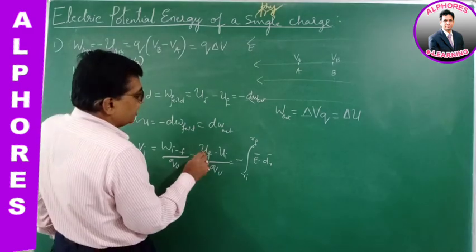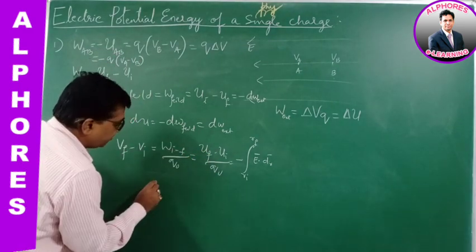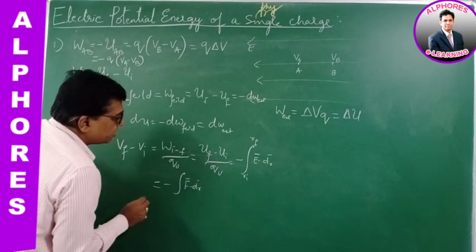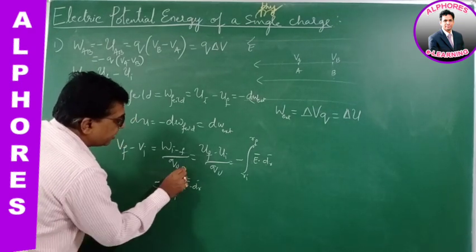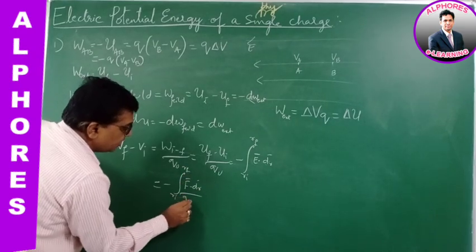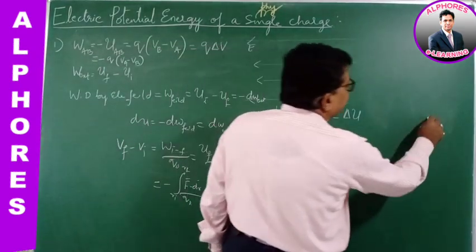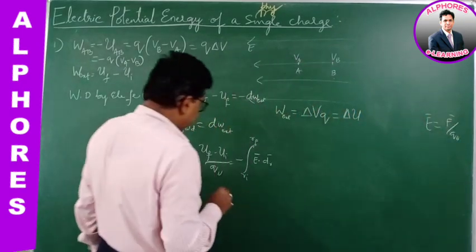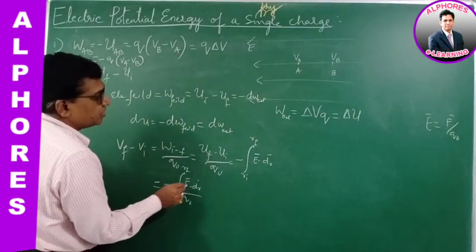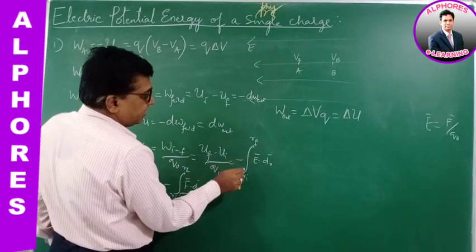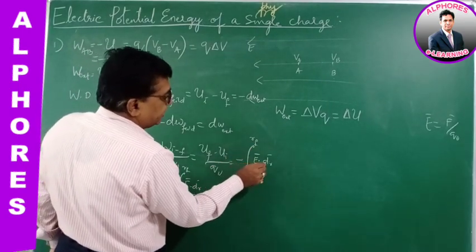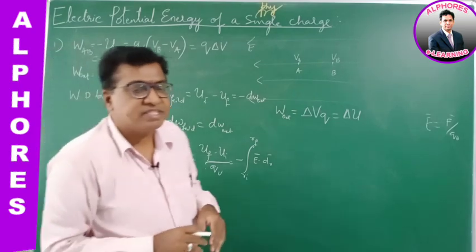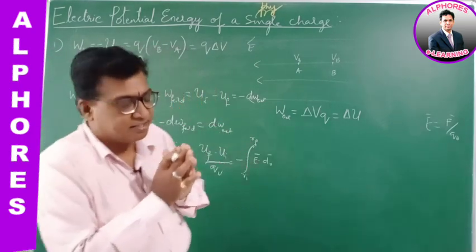Now we know work done is minus integral of F dot dr, from the initial point to the final point, by Q naught. According to the definition of electric field intensity, E is equal to F by Q naught. So F by Q naught is E, and it becomes minus integral from the initial point to the final point of E dot dr. This way we define the potential energy of a single charge in an external electric field E.